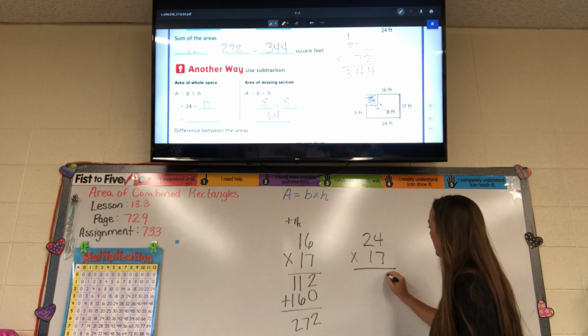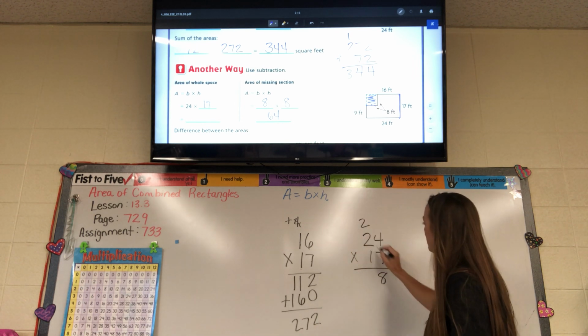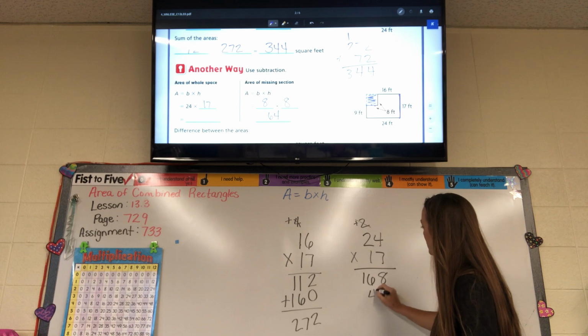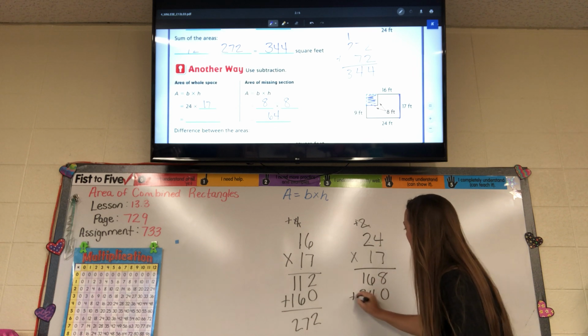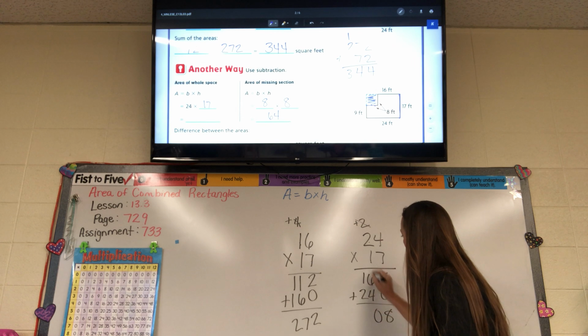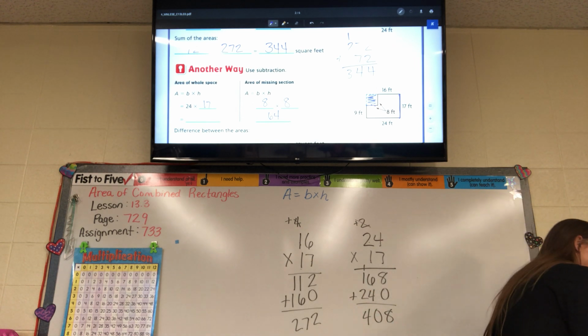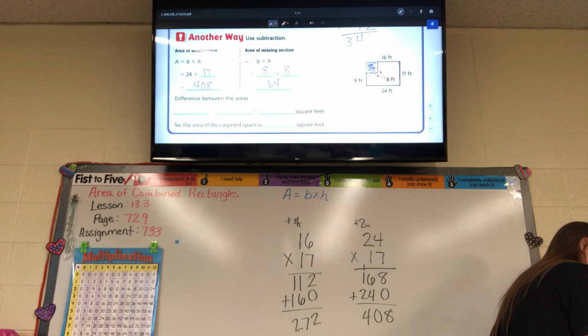24 times 17. 7 times 4 is 28. Put down the 8, carry the 2. 7 times 2 is 14, plus 2 is 16. Cross out the 2, 0 placeholder. 1 times 4 is 4. 1 times 2 is 2. When we add those together, we get 408. So 408 minus the 64, that was the empty space, will give us our answer, which should be 344, but let's check.